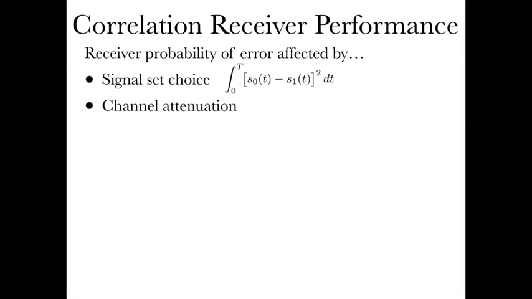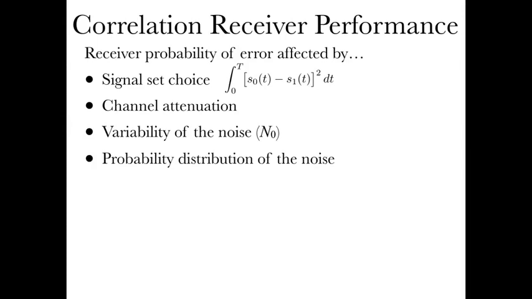Also, the channel attenuation enters into it. And as I indicated, the greater the attenuation, the smaller the signal is coming through the channel. That's going to make the probability of error go up. And also, of course, it is going to depend on how variable the noise is. The more variable the noise, probability of error goes up. And a subtle aspect is it depends on the probability distribution of the noise.